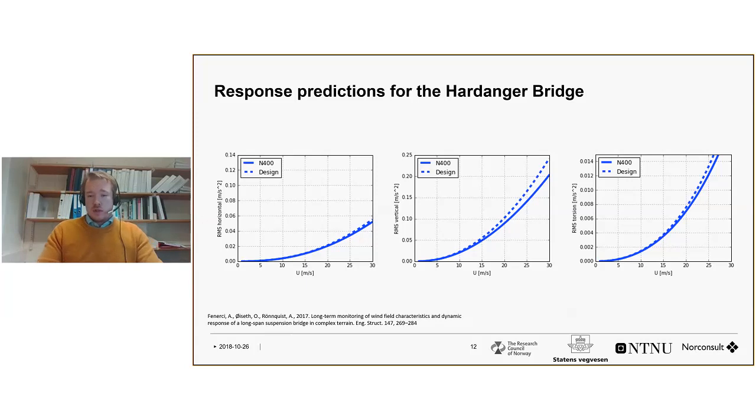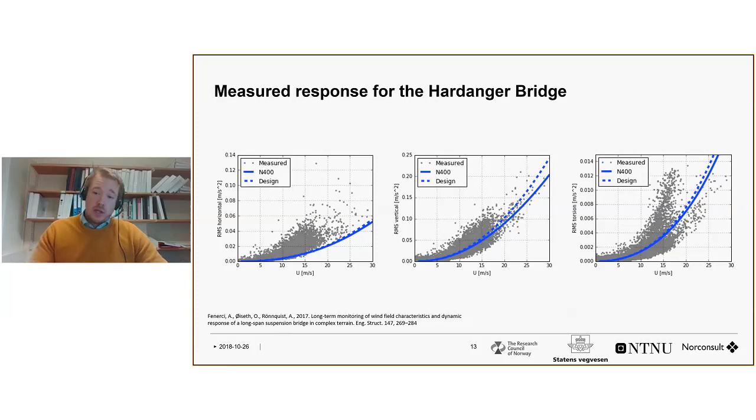The assumption that the randomness of the turbulence variables can be neglected has been investigated by Øivind Øiseth for the Hardanger Bridge. And if this assumption were to hold, we would expect something close to a line in such response plots as these. And the measurements from the Hardanger Bridge are showing this. So we are seeing a large variability in the measured response that is due to turbulence variability effects.